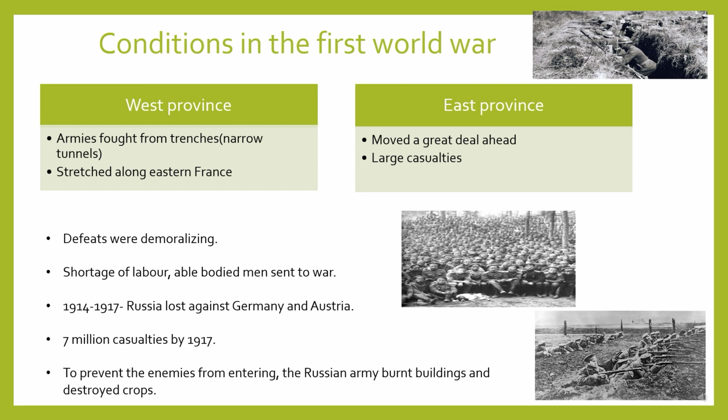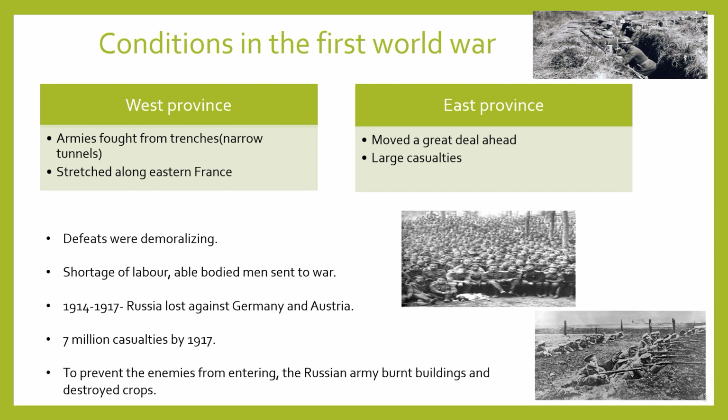Now, to summarize, the conditions due to war were really bad in Russia. Recurring defeats were demoralizing. The soldiers didn't want to fight anymore. There were 7 million victims of the war by 1917. Yes, 7 million. That's a huge amount. Now, the number of people left back to work in the factories also decreased. So, the able-bodied men were sent to war, right? So, the shortage of laborers happened in Russia. That also became a problem.